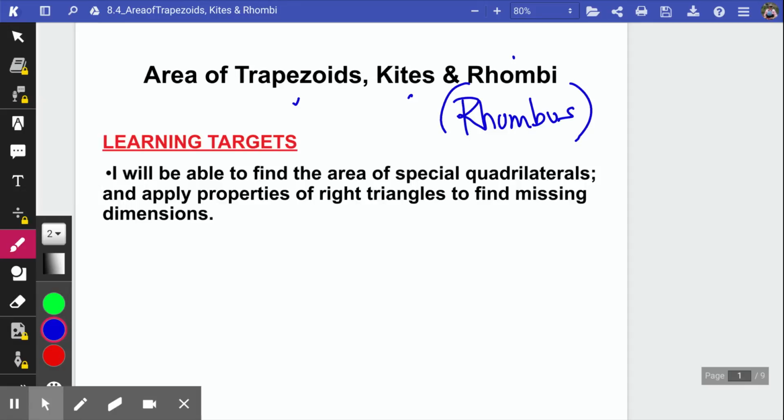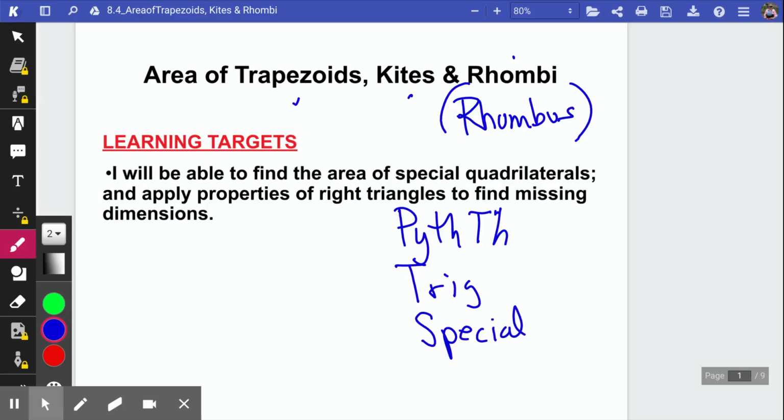So we have Pythagorean theorem, we have trig, and we have the properties of special right triangles that we may have to use in some of these problems. And even though we might not do an example of all of these, please be aware that when you're working on the practice, all of these cases could come up where you would have to find a missing dimension before you could solve the problem.